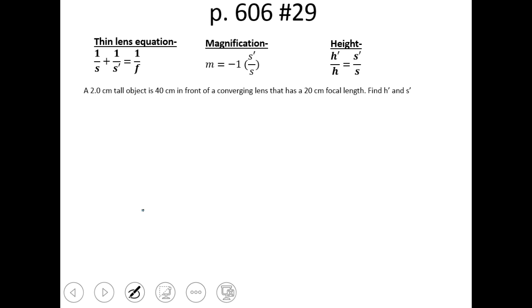All right, and so I've got these up at the top of my slide because I know you're being a good student and you've written it down, and those are on your formula sheet. And so going to the section that I'm going to draw your homework from, page 606, that is in chapter 18, I'm going to do numbers 29 and 30 just to kind of show you how I would solve these problems. All right, so number 29 says, a 2 centimeter tall object is 40 centimeters in front of a converging lens that has a 20 centimeter focal length.